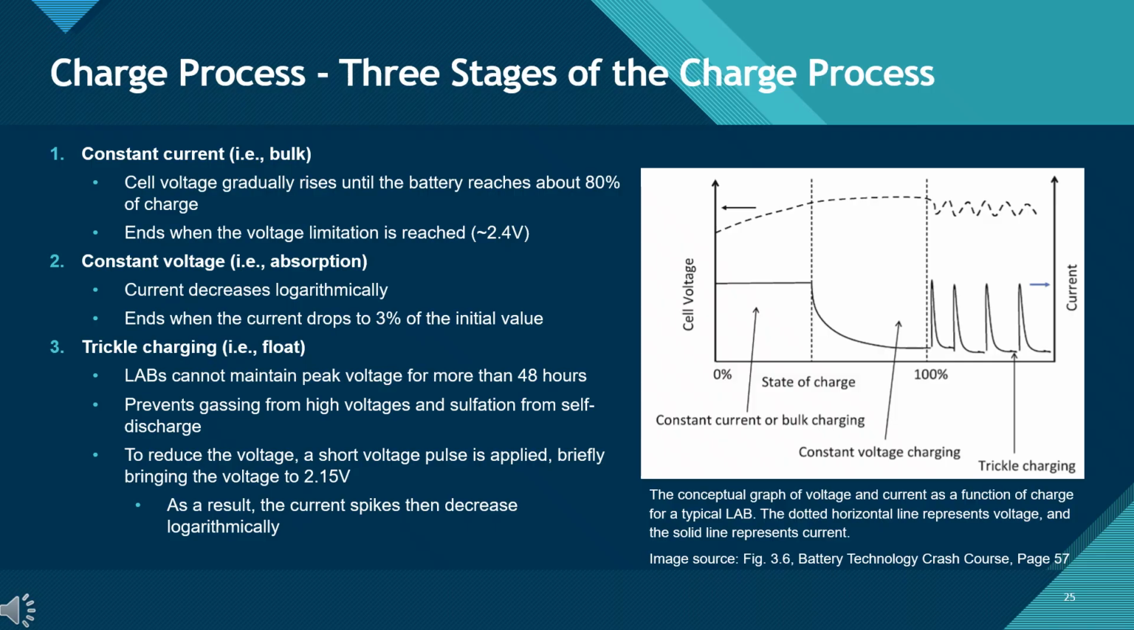Finally, we reach trickle charging, also known as float charging. Lead-acid batteries cannot hold peak voltage for long. To avoid damage, a lower voltage pulse is applied. This keeps the battery topped off, prevents gassing, and avoids sulfation from self-discharge. On the graph, you can see the voltage rising during bulk charging, leveling off during constant voltage, and finally pulsing in trickle charge mode. The dotted line shows voltage, and the solid line shows current.